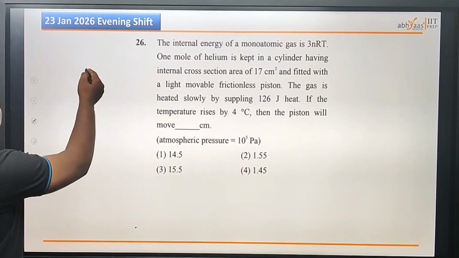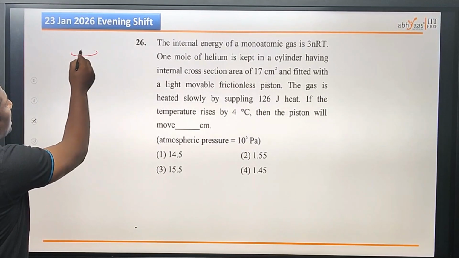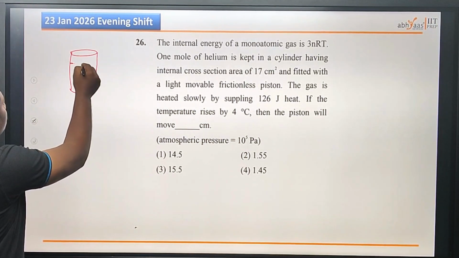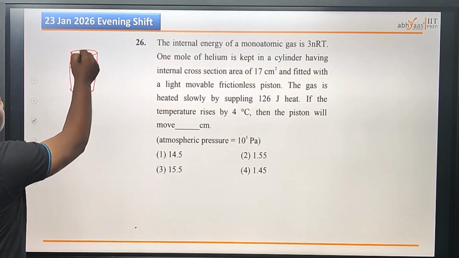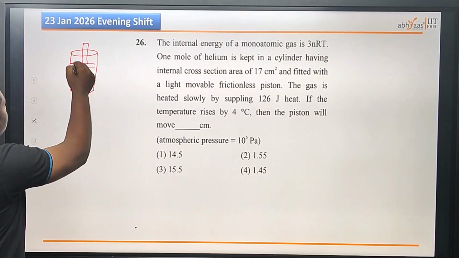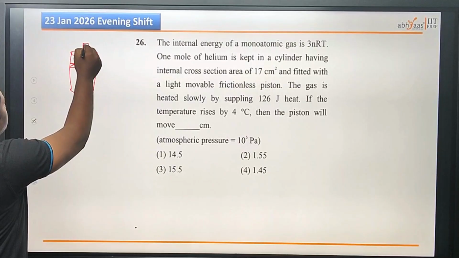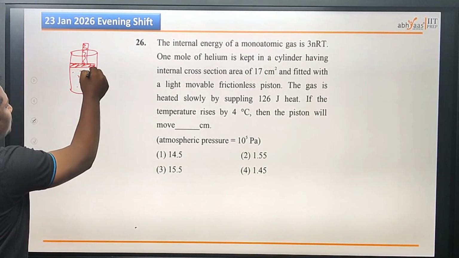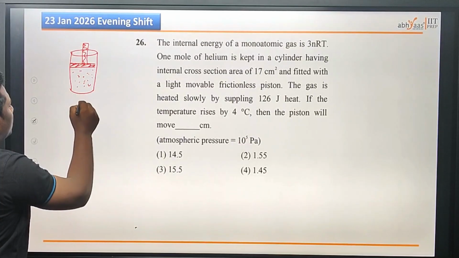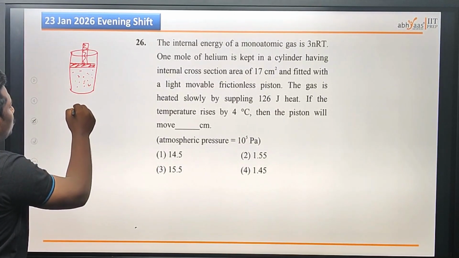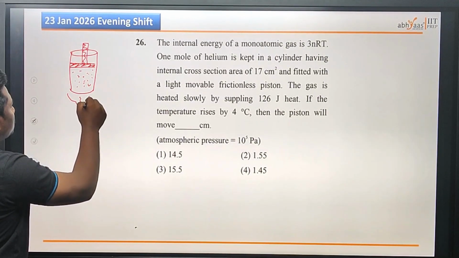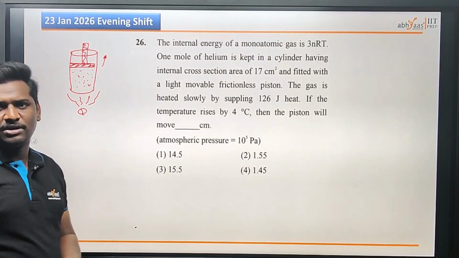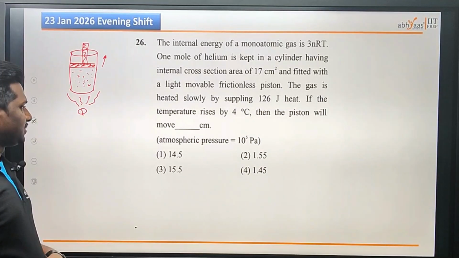So see this scenario. What is the scenario? We are having a gas which is in a container having a piston, this is our piston. In this we are having gas. If we are giving some amount of heat Q to this system, the piston will move some distance. You have to find that distance.